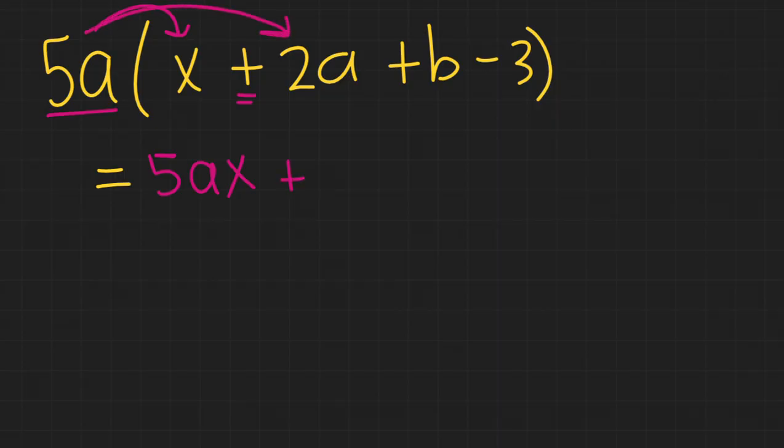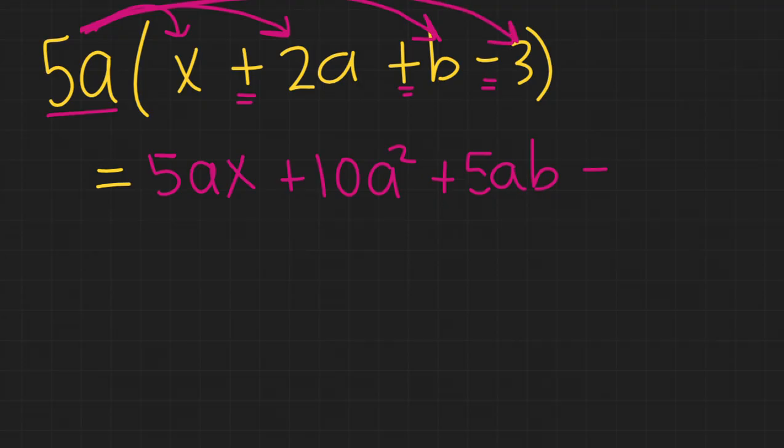5a multiplied by 2a. 5 times 2 is 10, a by a is a squared. The sign will be positive, right? 5a multiplied by b is 5ab. Excellent. And we have one more. The sign will be negative. 5a multiplied by 3 will be negative 15a. That is how we apply the distributive property.